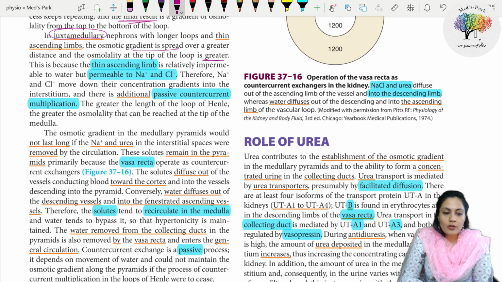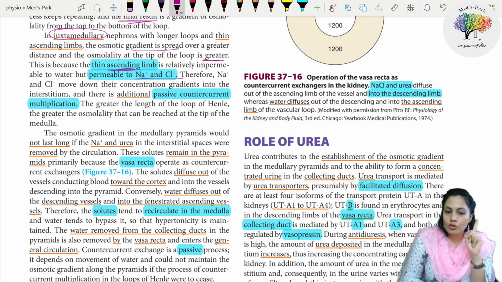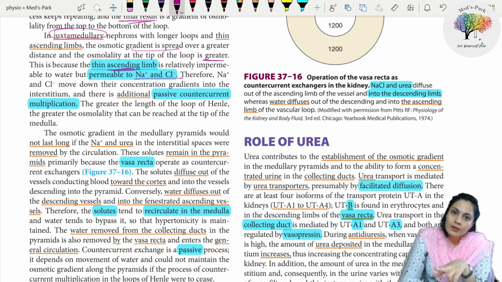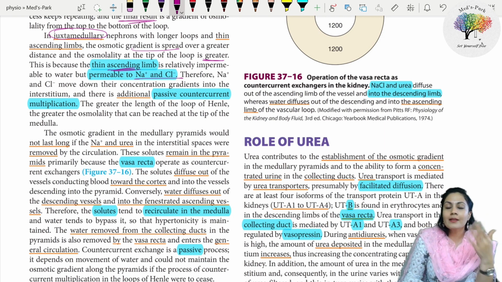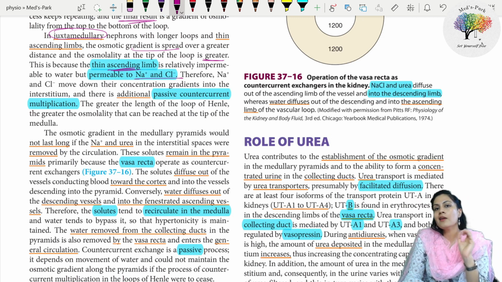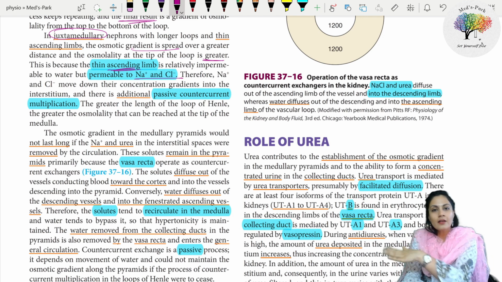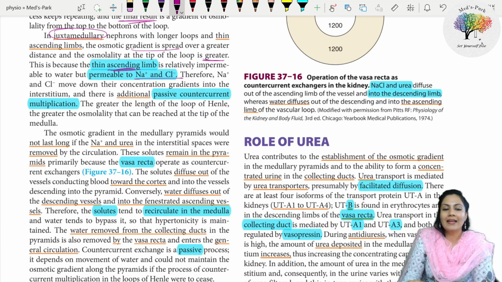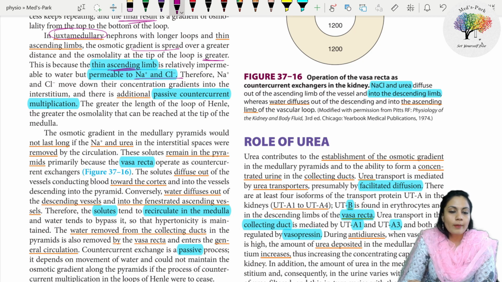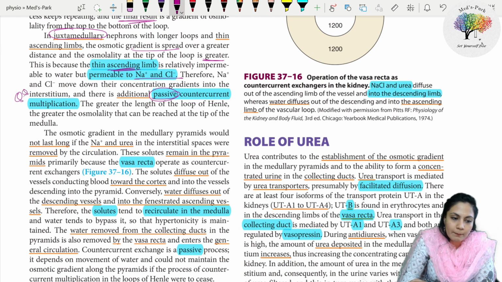Now, this is because the thin ascending limb is relatively impermeable to water but permeable to solutes, that is sodium chloride. Why do we not talk about potassium? Understand, the potassium comes into the medullary interstitium, but there are channels known as the ROMK channels, the renal outer medullary potassium channels. Through that, the potassium again gets secreted back into the tubule. So that's why we do not talk about the potassium over here. Therefore, sodium chloride moves down its concentration gradient into the interstitium and there is additional passive countercurrent multiplication.